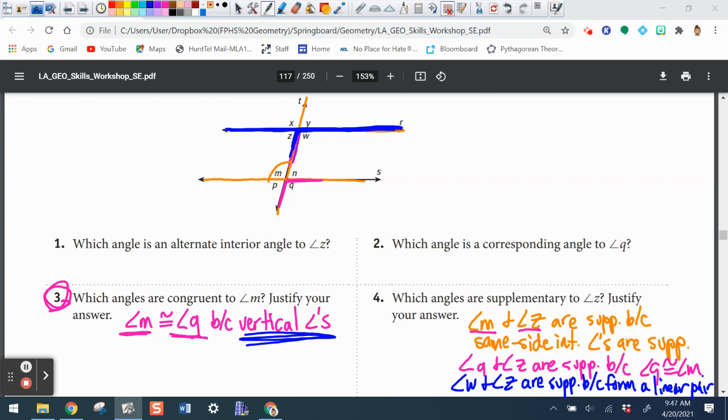Likewise, and we could take a roundabout way to look at this, there's also another linear pair. Angle Z and angle X also form a line together. In this case, they form line T, the transversal. So for the same reason that W and Z are supplementary because they form a linear pair, angle X and angle Z are supplementary because they form a linear pair.